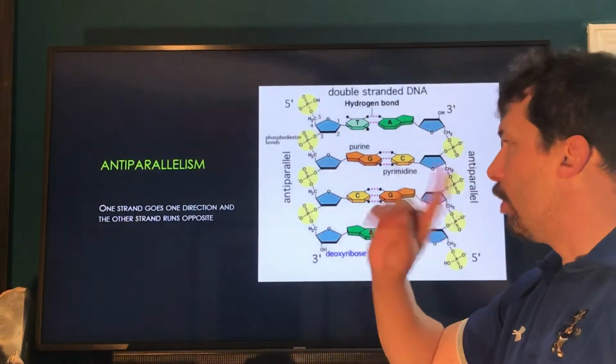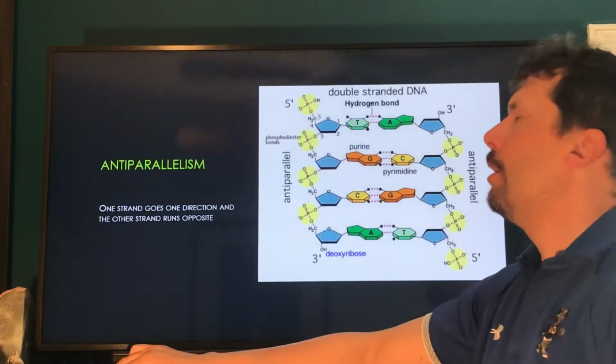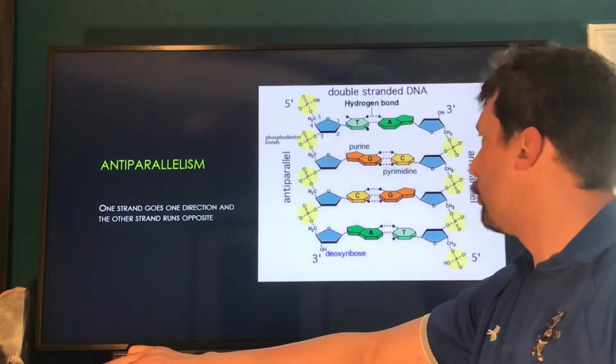That directionality is going to be important, especially when we get into the replication stuff. So make sure that you understand that. The directionality will be huge for replication.